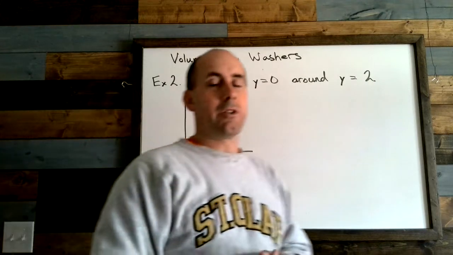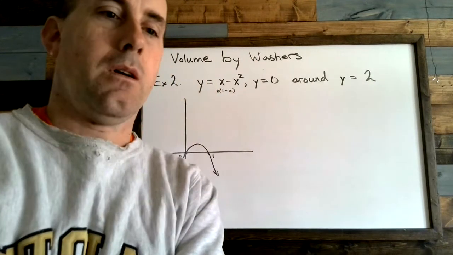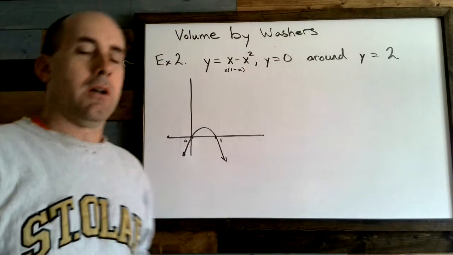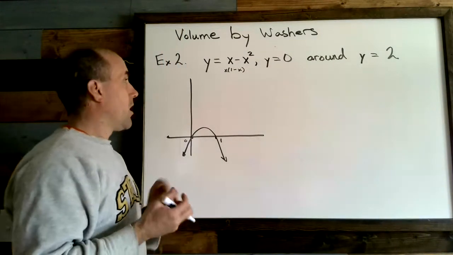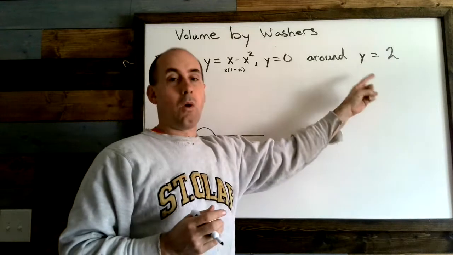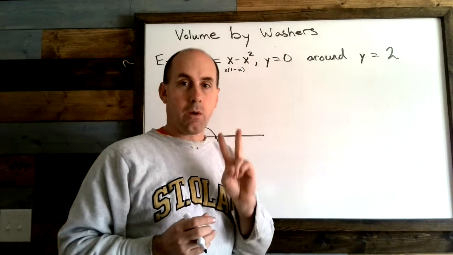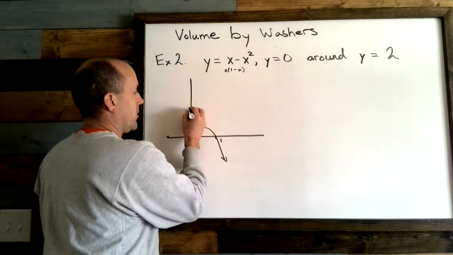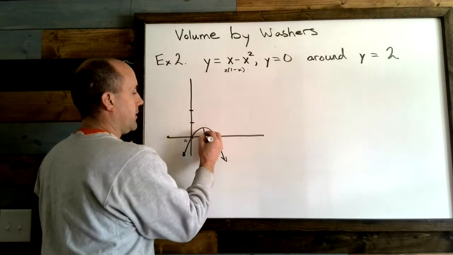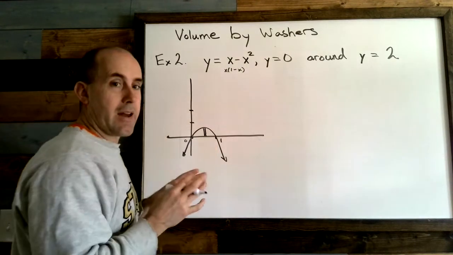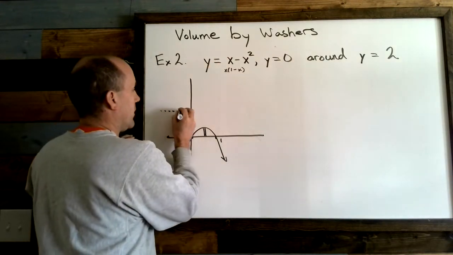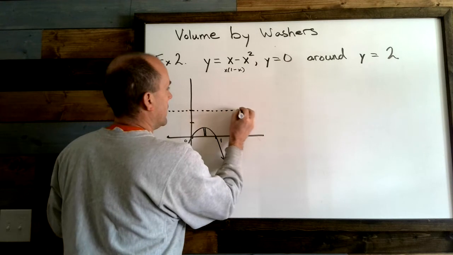Going through 0 and 1 just like that. Okay, great. All right, so I want to revolve it around y equals 2. So this is just a little bit different. We're going to go up to 2, and I'm going to take this section, that area, and we're going to revolve it around this line.